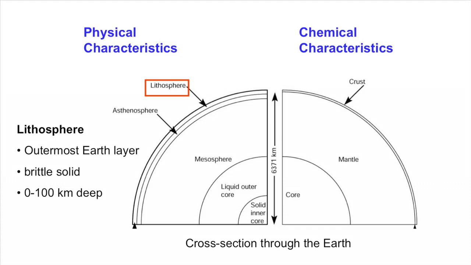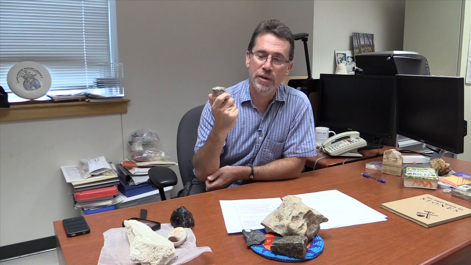So let's start with the lithosphere, the outermost layer. We say outermost, but it's not like it's the skin. It goes down 100 kilometers deep. It's the outermost Earth layer. It's a brittle solid, so if we took a piece of lithosphere right here and banged on it with a hammer, it would crack. We'll see that when we get deeper in the Earth, the rock won't crack if you hit it with a hammer. It will actually flow. That will be when we get to the asthenosphere.